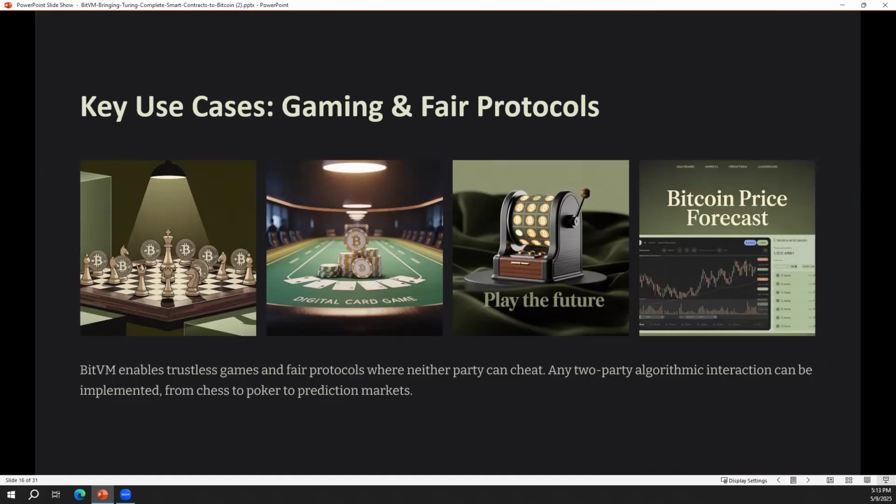So this extends to any two-party algorithmic interaction: lotteries, puzzles, or even things like prediction markets, two-party ones, could be implemented. One could also create fair exchange protocols or contractual agreements like escrow with elaborate conditions using BitVM's flexibility.